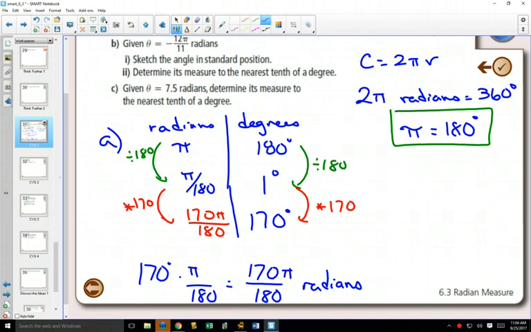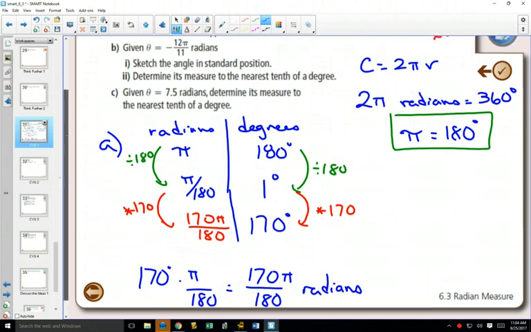So I like this idea of starting with what you know, that pi radians is 180 degrees, and then you can figure out what 1 radian is or 1 degree is, sort of a unit cost, and then go from there to figure out the other angles.